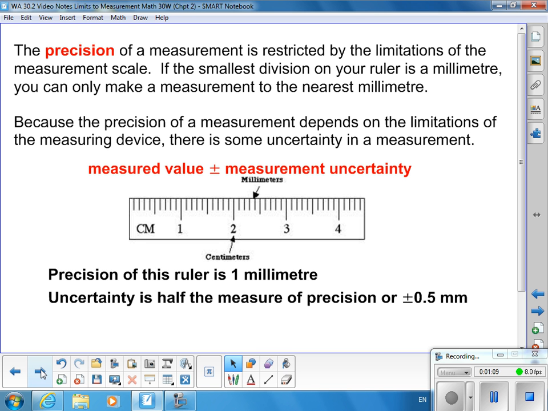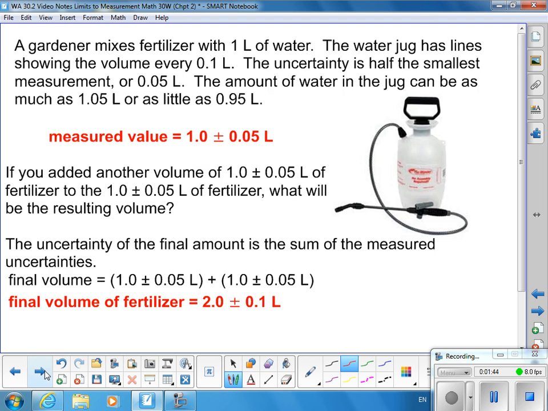The uncertainty is always half the measure of precision. So the precision is the smallest unit on whatever measuring device you're using. In this case, you are using a centimeter, but it's broken down into millimeters. So your precision is 1 millimeter, and then the uncertainty is half of that. The plus or minus means that you could be bigger than 11 millimeters by half a millimeter, or you could be smaller by half a millimeter. So you could be half a millimeter out one way or the other.